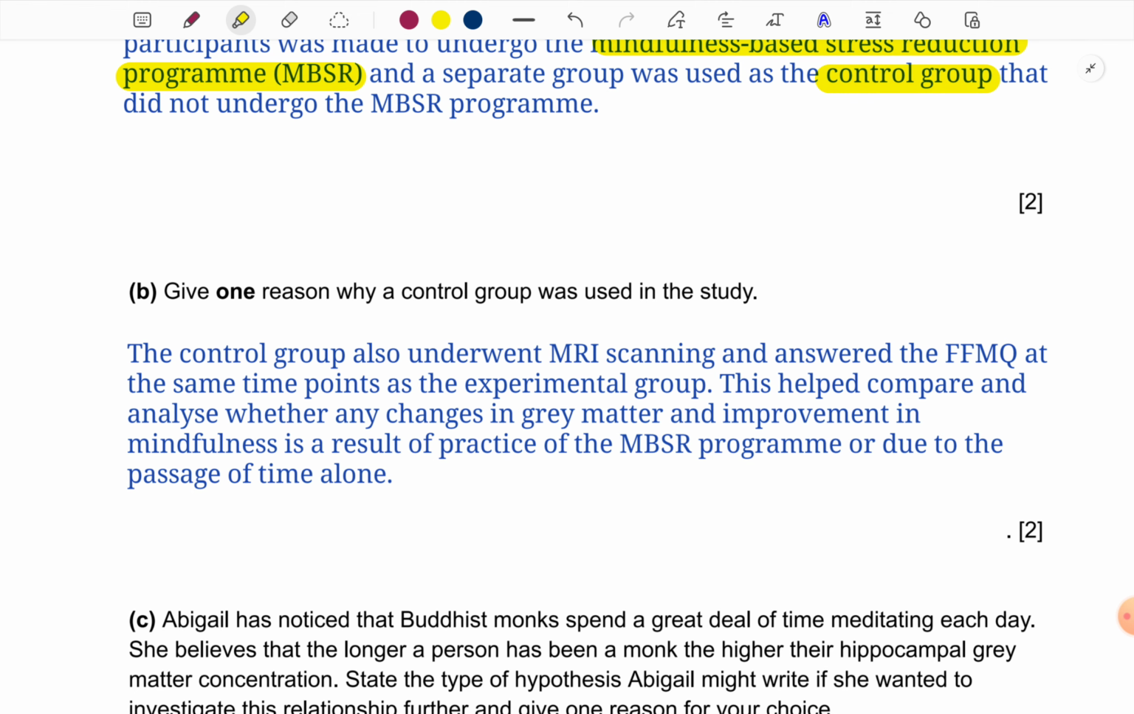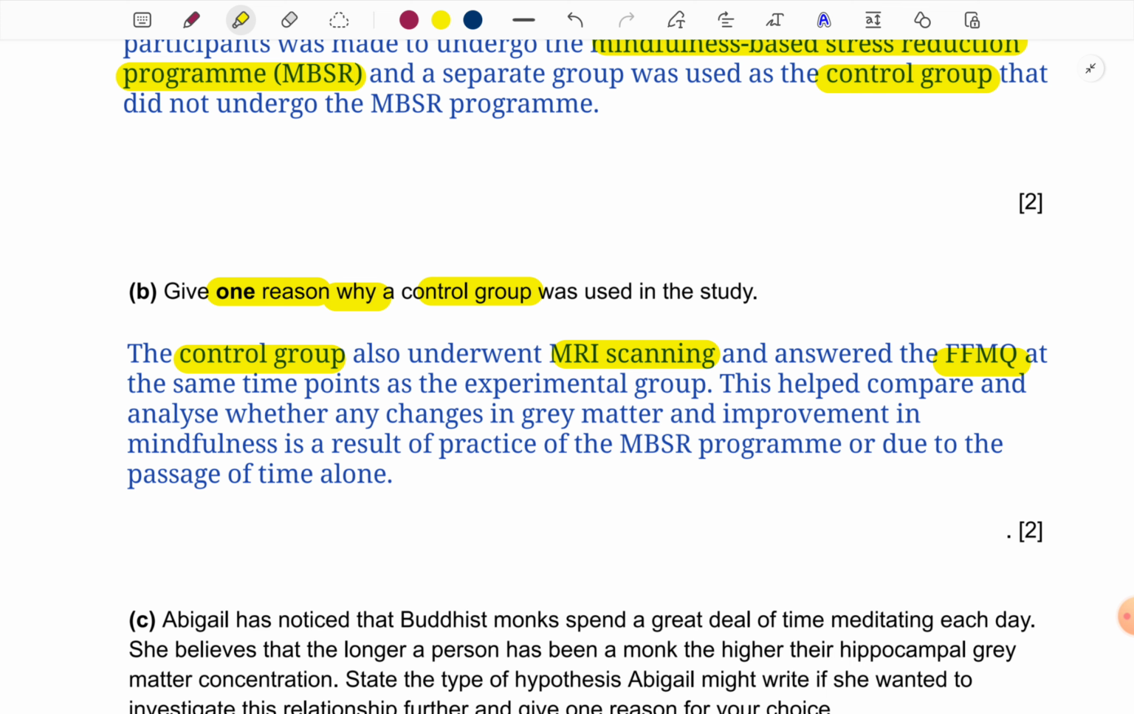Next is give one reason why a control group was used in this study. Same thing, you just have to justify. Why do we use control groups in general? To serve as a baseline for comparison. So just apply that to this study, and as always, don't give a generic answer. Make sure you're contextualizing it in the study. Control group was that group which underwent MRI scanning and FFMQ. Why am I writing these things? Because I'm going to point it out in the justification.